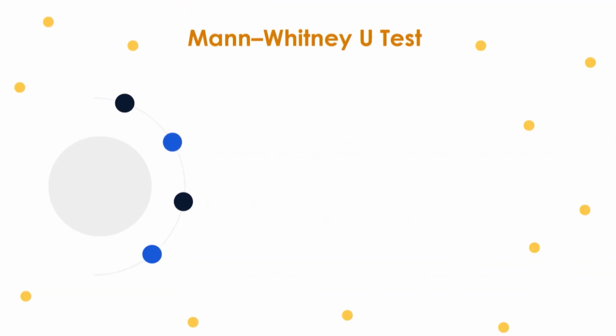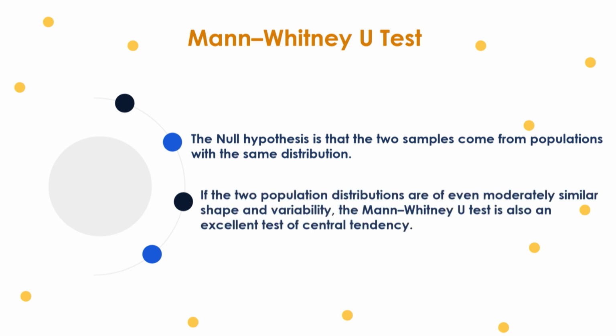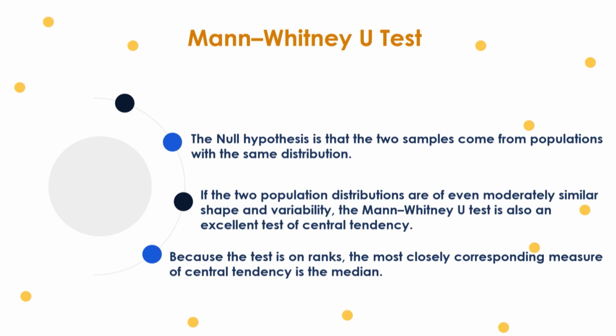Next, we can discuss the Mann-Whitney U test further. The null hypothesis is that the two samples come from populations with the same distribution. If the two population distributions are of even moderately similar shape, like having the same shape and variability, the Mann-Whitney U test is also an excellent test for central tendency. Because this test is based on ranks, the most closely corresponding measure of central tendency is the median, compared to the mean. Now, we can see a case scenario.